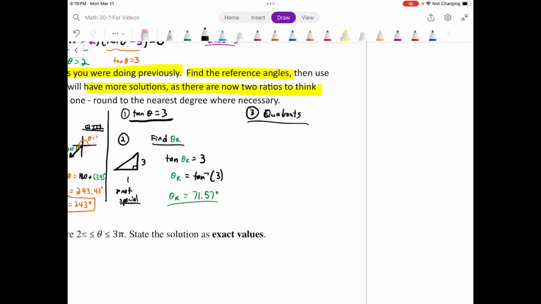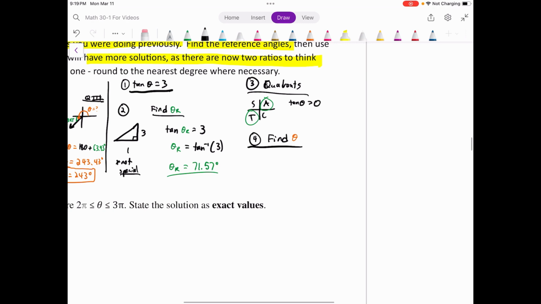Okay, well, tan theta equals positive 3. So we're looking for where tan is positive once again. Well, where does that happen? It happens in quadrant 1 and it happens in quadrant 3. So very similar to our other one. Okay, now we're ready. We're looking for the angle in quadrant 1 that has a reference angle of 71.57 degrees. And we're looking for the angle in quadrant 3 that has that same reference angle.